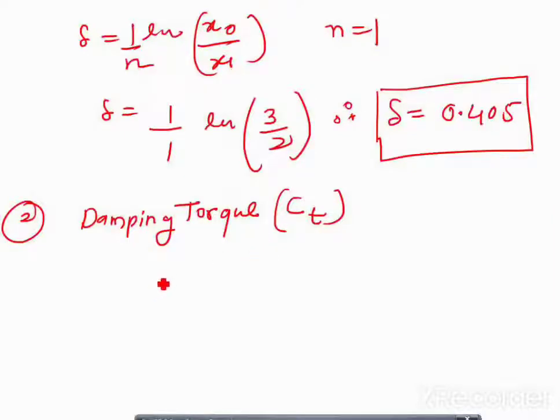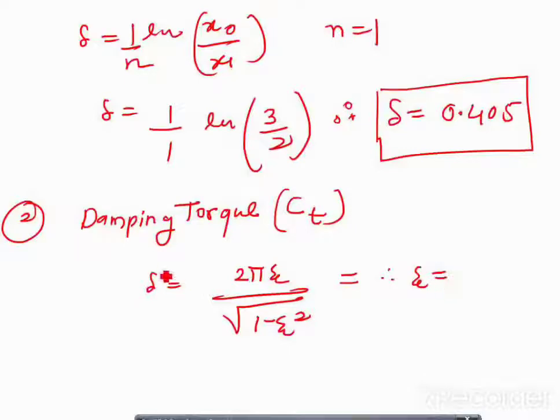To find the damping torque, first of all delta is equal to 2 pi zeta upon square root of 1 minus zeta square. From this you will get zeta, because you know delta, 0.405. Putting it into the calculator, you get zeta after calculation equal to 0.0642. Right? Now this I have got.